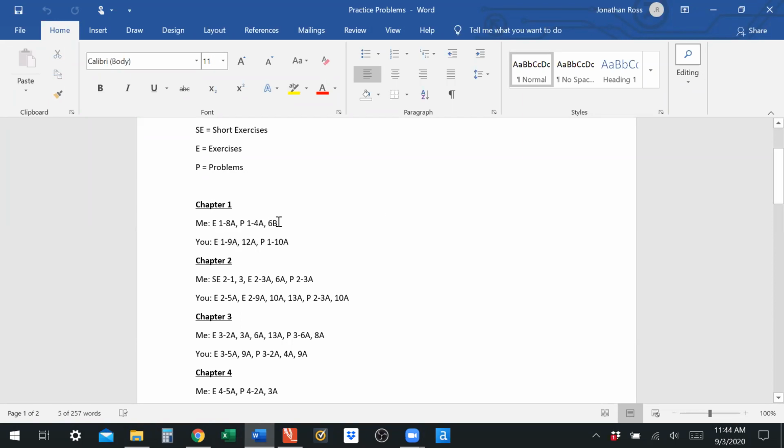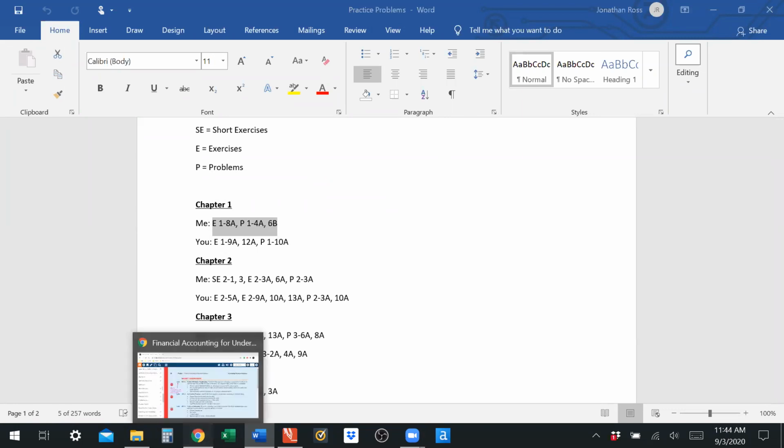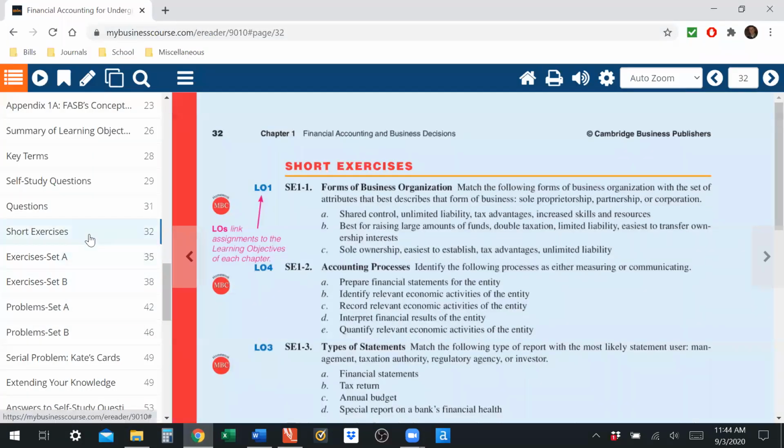So I'm definitely going to do these today, but I also want to do some other ones in addition to those. For example, I want to do one that talks about what Taylor was asking. So let's start with a short exercise. We could just start with this first one. Short exercise 1.1. Match the following forms of business organization with a set of attributes that best describes that form of business.